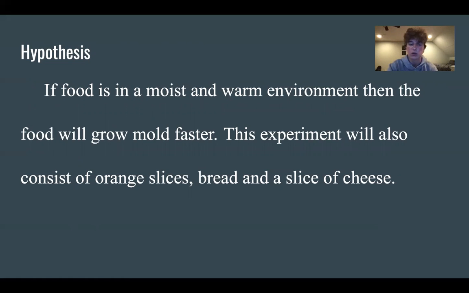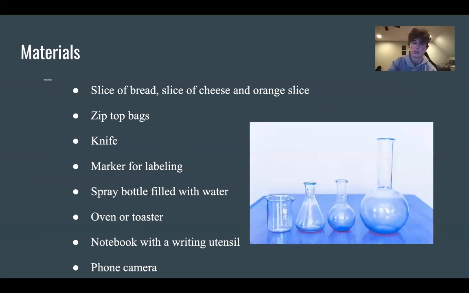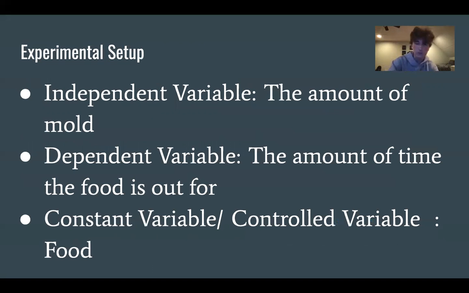This experiment will also consist of orange slices, bread, and a slice of cheese. My materials were a slice of bread, slice of cheese, an orange slice, zip top bags, a knife, marker for labeling, spray bottle filled with water, oven or toaster, I used an oven, notebook with a writing utensil, and a phone camera. My experimental setup. My independent variable was the amount of mold. My dependent was the amount of time the food is out for. And my constant was the food.